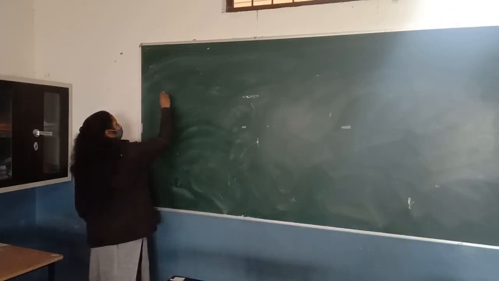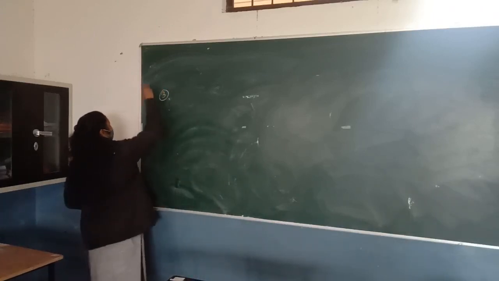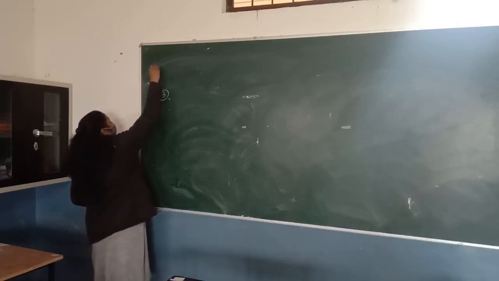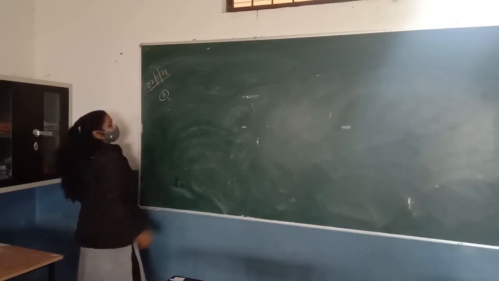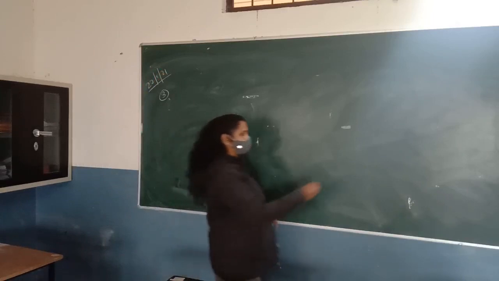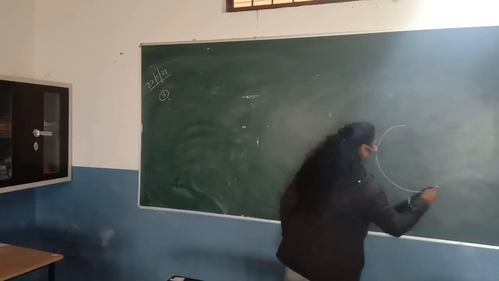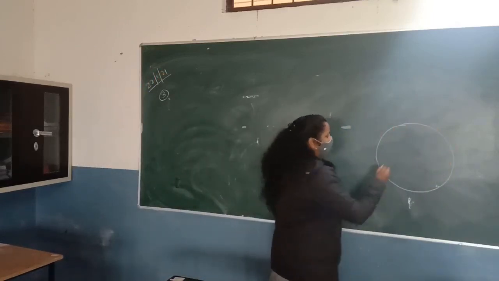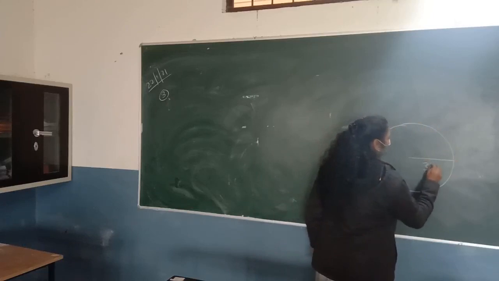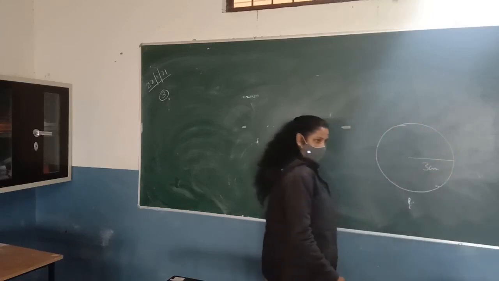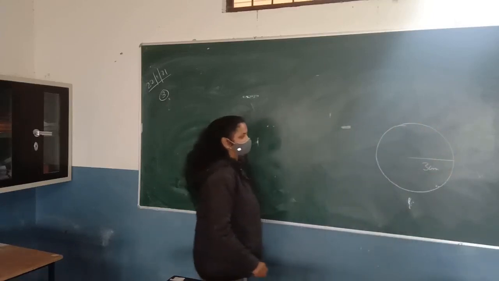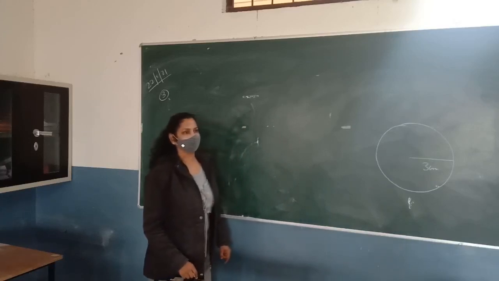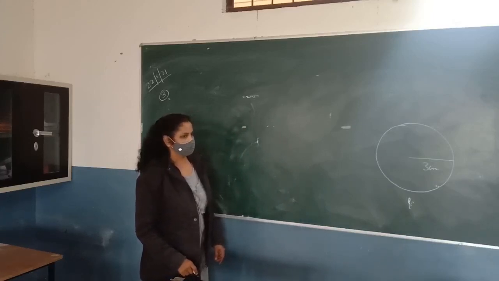Draw a circle of radius 3 centimeters. So first we should draw the rough figure of the question. This is the circle of radius 3 centimeters. Take 2 points P and Q, one on each extended diameter, each at a distance of 7 centimeters from its center.